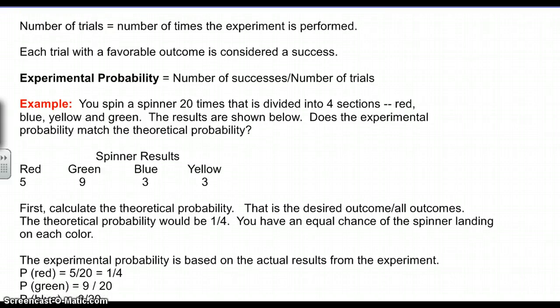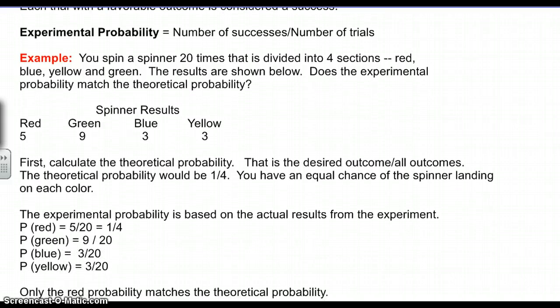That's the theoretical probability. You have an equal chance of the spinner landing on each color. The problem is, you do the experiment, and that's not what happened at all. So the experimental probability is based on the actual results from the experiment. The probability of red is the 5 times it landed on there divided by the 20 total times you spun it. So it's 5 divided by 20, or 1/4. So that probability actually matches the theoretical probability. But look at the probability of green, blue, and yellow. For green, it's 9/20. For blue, it's 3/20, and for yellow, it's 3/20. So only the red probability matches the theoretical.